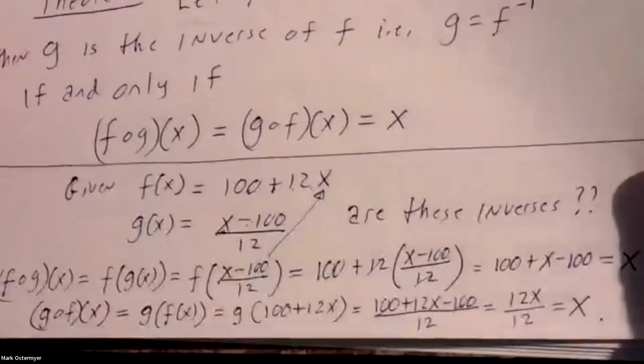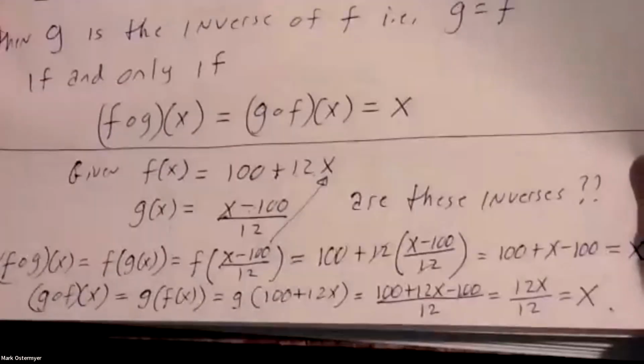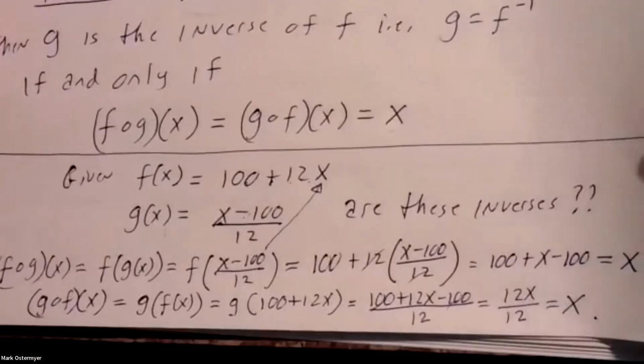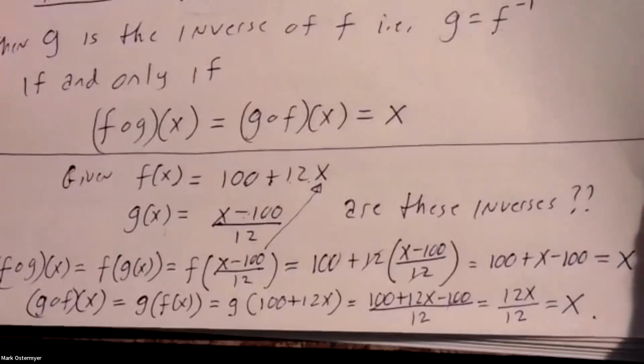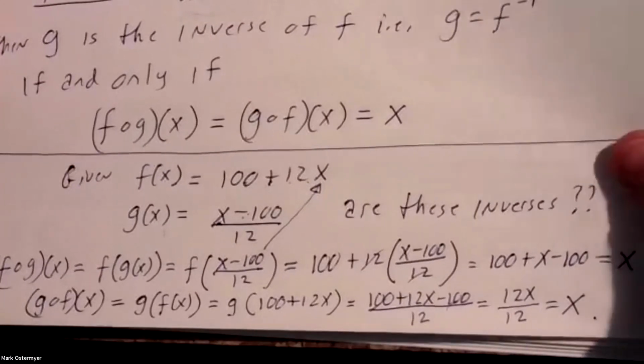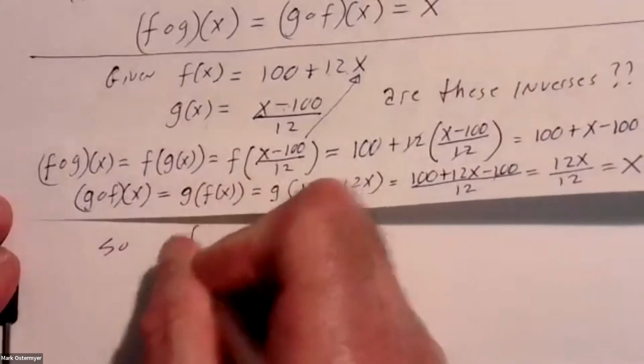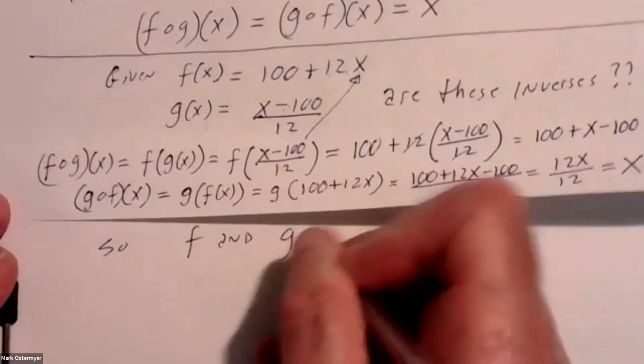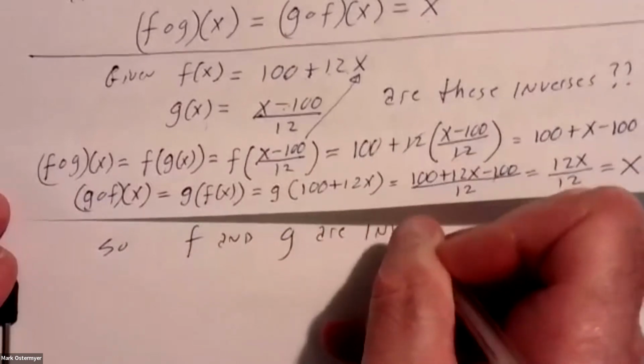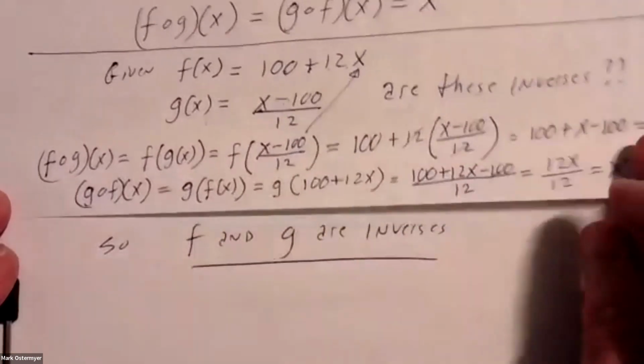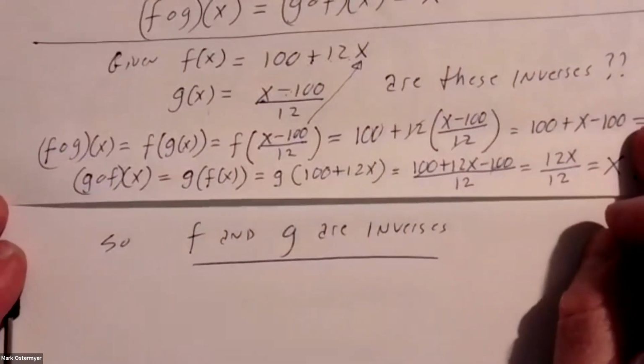Everybody see how I applied that theorem above there? They're inverses of each other because we've shown that both compositions are x. So f and g are inverses. They're inverses. Kind of looked like they were inverses anyway.